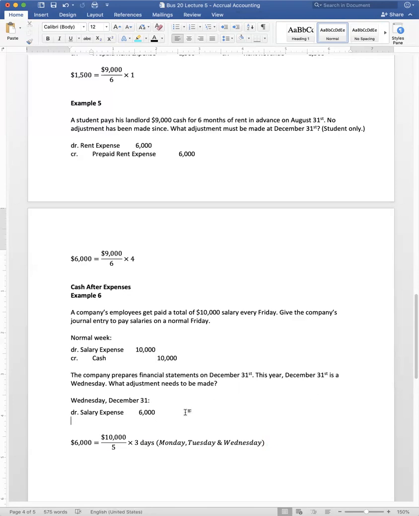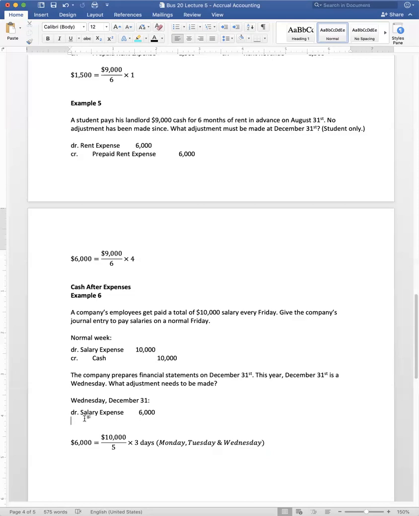Okay, now, have we paid for those salaries yet? The answer is no, we're not going to pay till Friday. Even though it's New Year's Eve, we're going to be cheap. We're going to wait until the end of the week. So what do we have here to credit? We have some kind of payable.